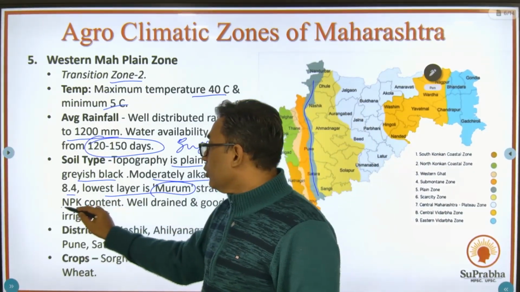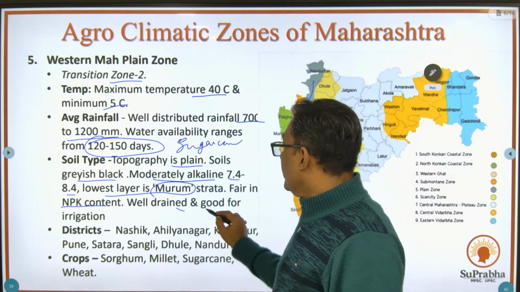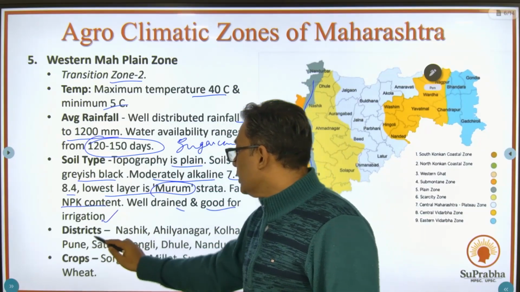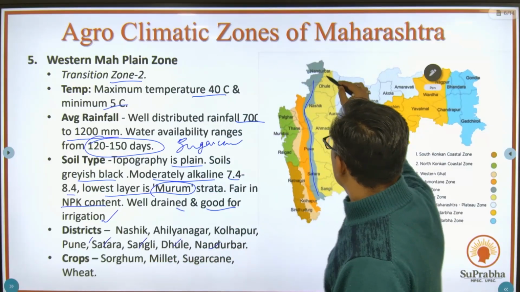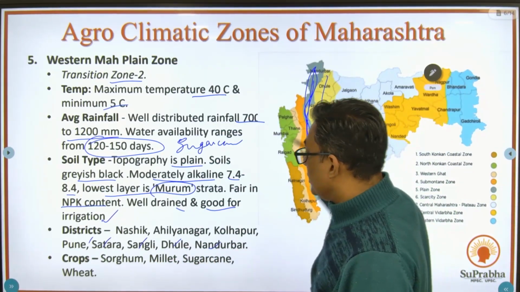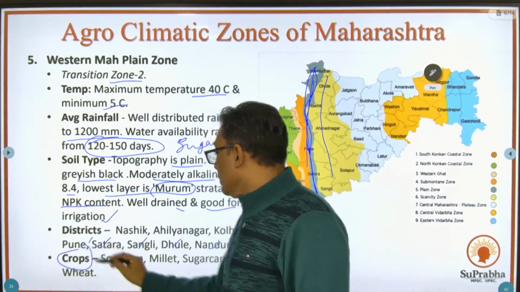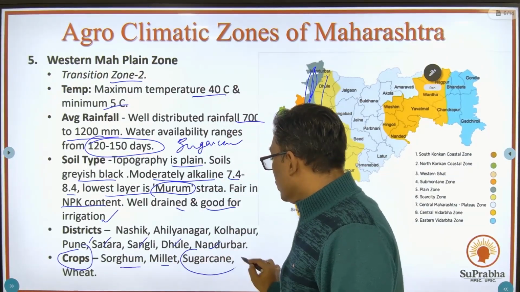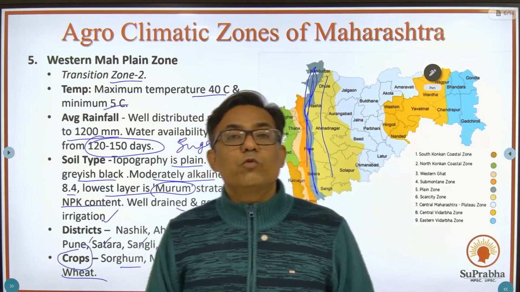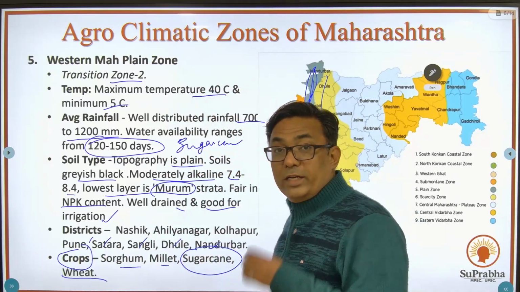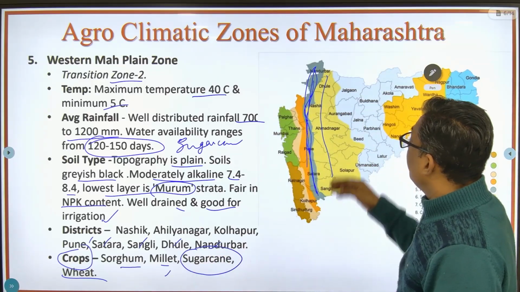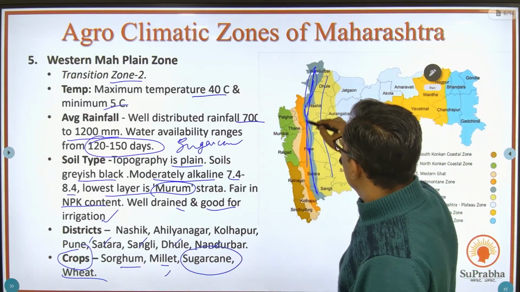Fair in nitrogen, phosphorus, and potash. Well drained and good for irrigation. So Nasik, Ahilyanagar, Kolhapur, Pune, Satara, Sangli, Dhule, Nandurbar, this belt. And crops which are taken over here: sorghum, millet, this is the major crop, sugarcane, and you also have wheat. Wherever you have irrigation, you go for wheat in the Rabi season. That is the current season which is going on.